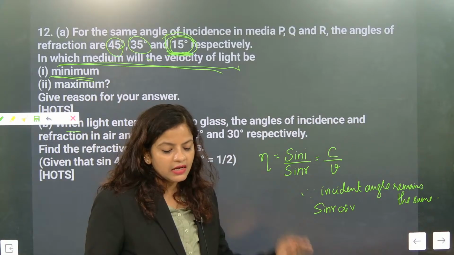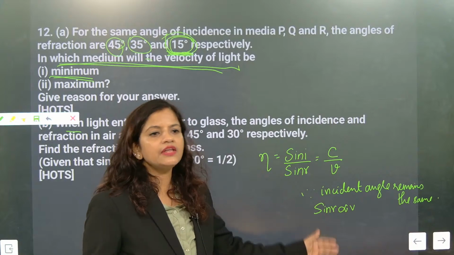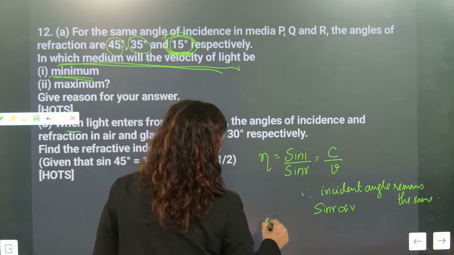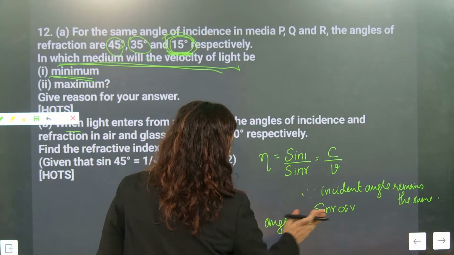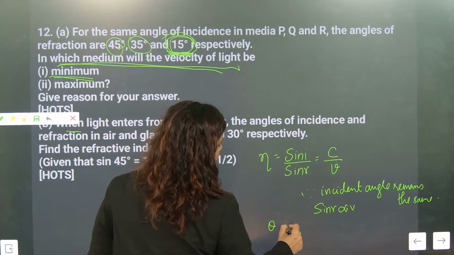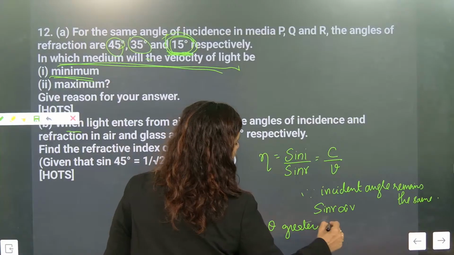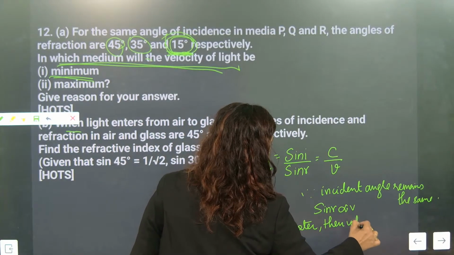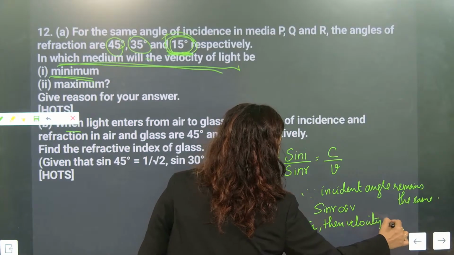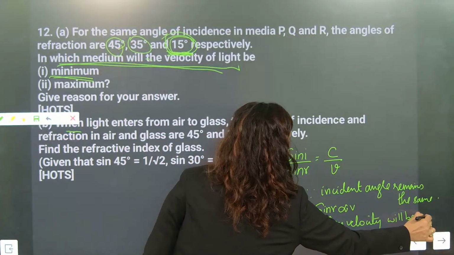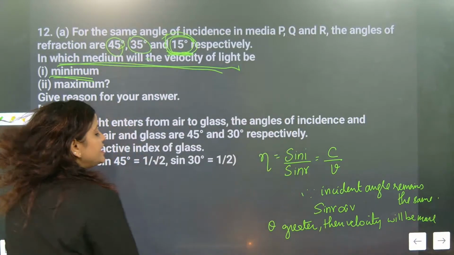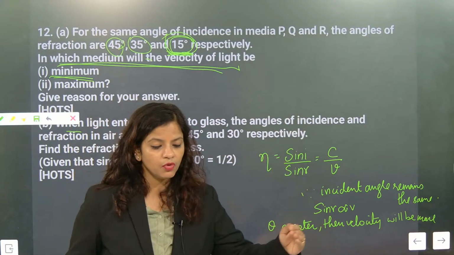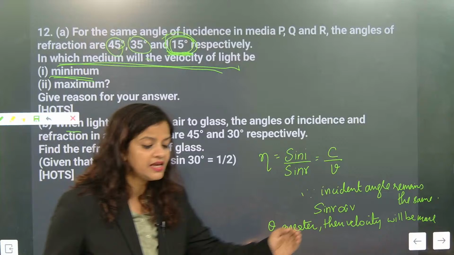So R is the angle, and the angle will impact the velocity. Angle theta greater, velocity will be more. Theta less means velocity will be less. Theta greater, velocity more. Theta less, velocity less.